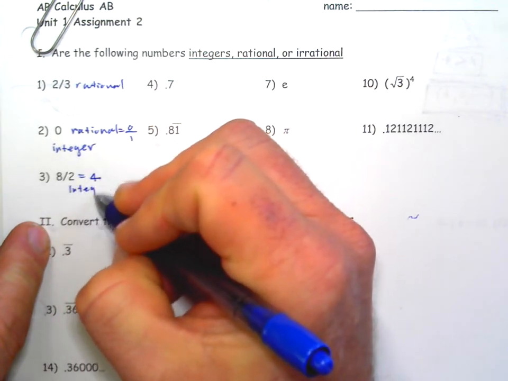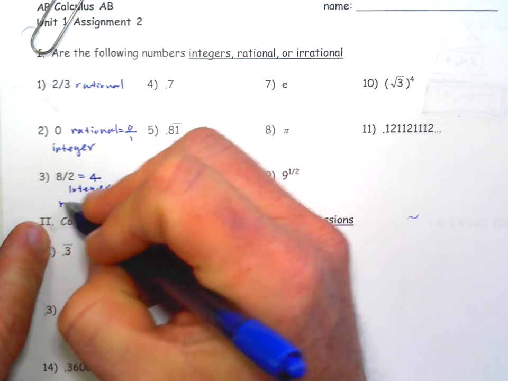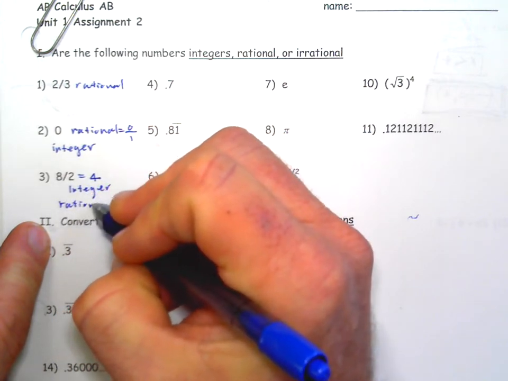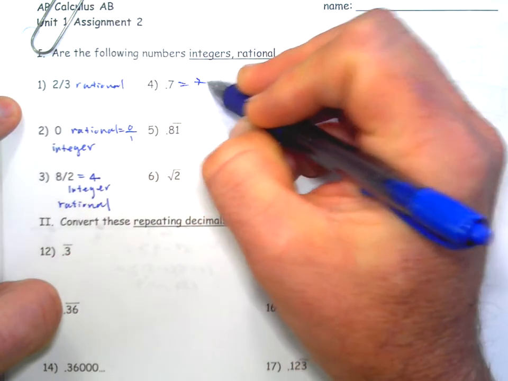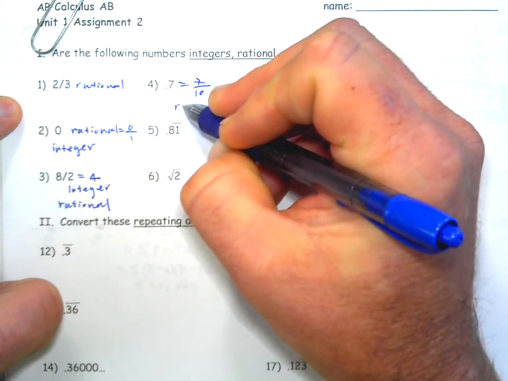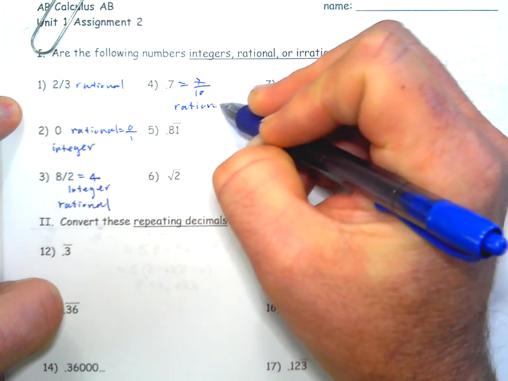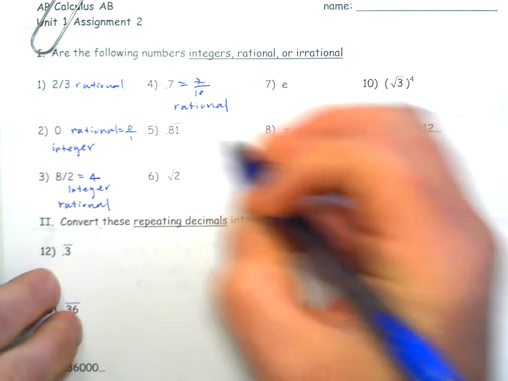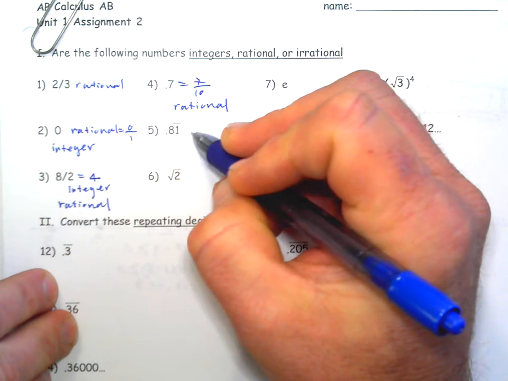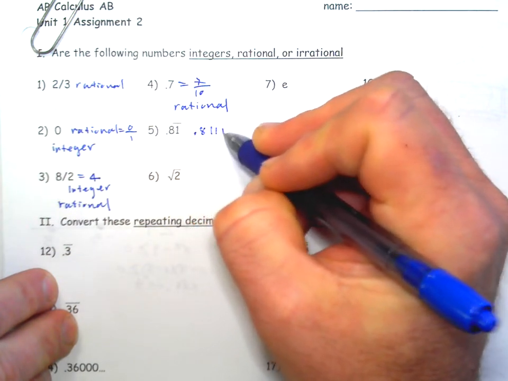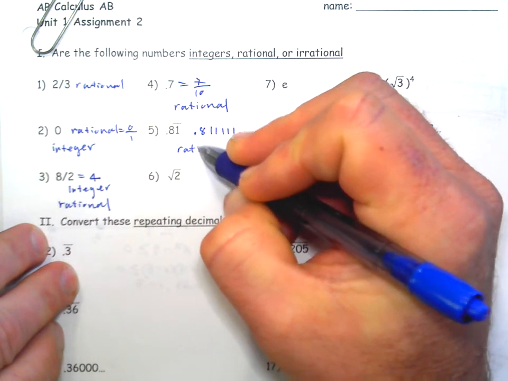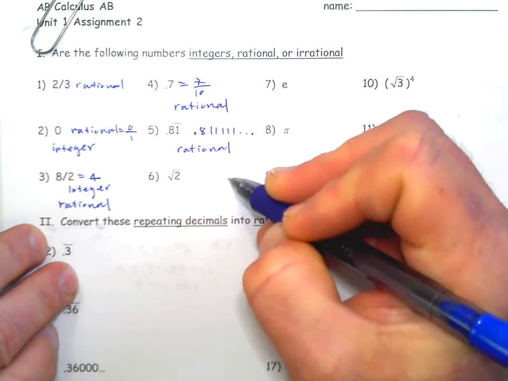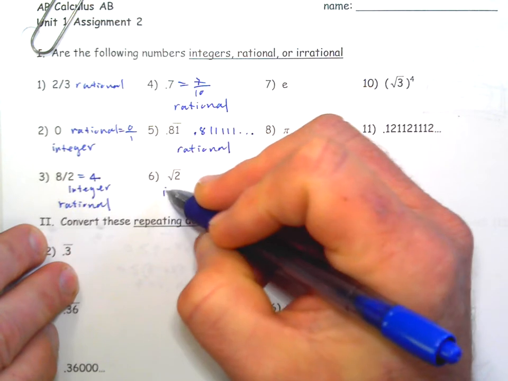This is 4, which is an integer. So it's an integer in disguise. It's equal to an integer, but it is also rational. It can be written as a fraction. 0.7 is the same as 7/10. So that's rational, but it is not an integer. Number 5, with the repeating 0.8111111, we know is a rational number. It's not an integer.